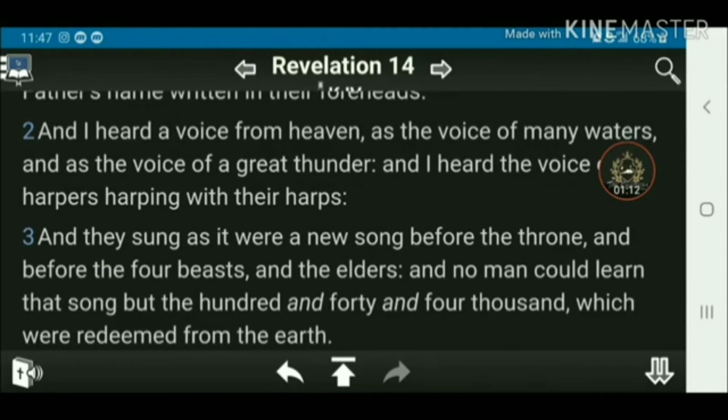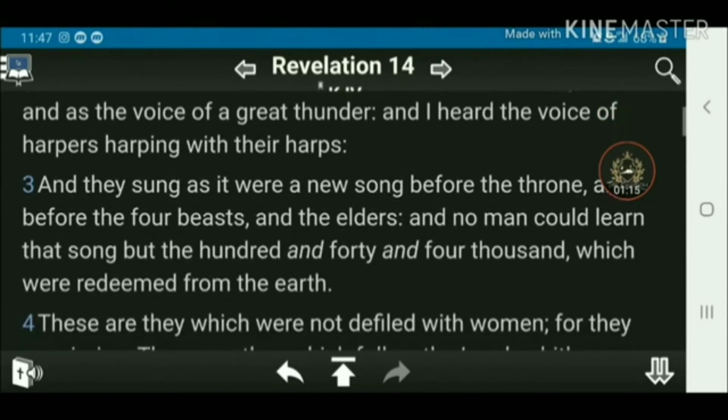And before the four beasts and the elders. And no man could learn that song but the 144,000, which were redeemed from the earth.